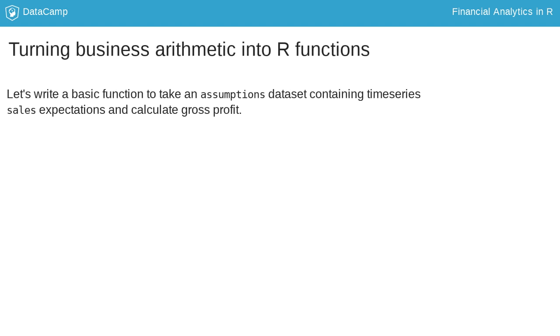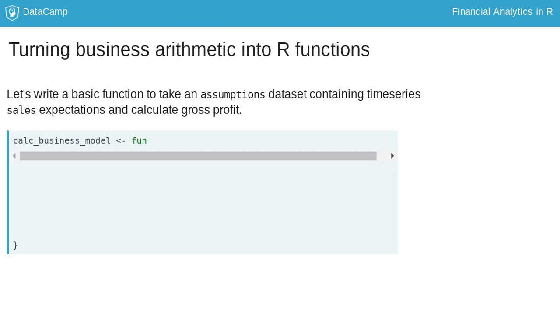A function consists of a header describing the function name and inputs, and a body containing the code to execute. We've already written the gross margin calculations, so let's turn them into a function. The body should look familiar from before. What's new is the code wrapping around it.